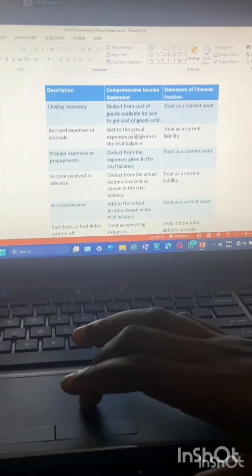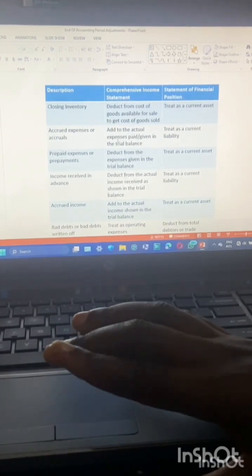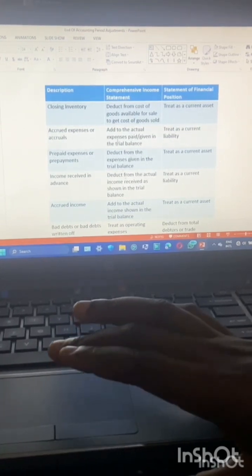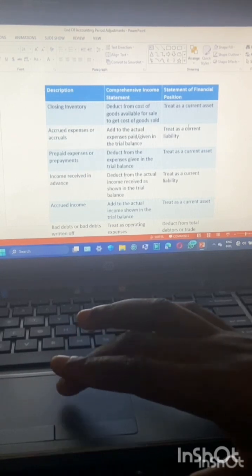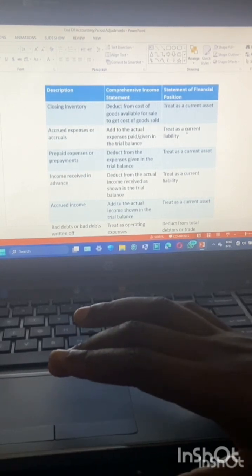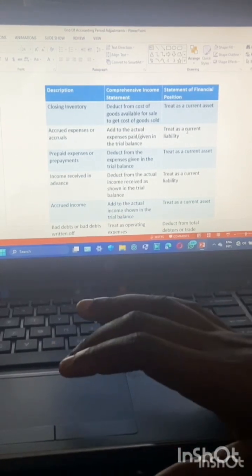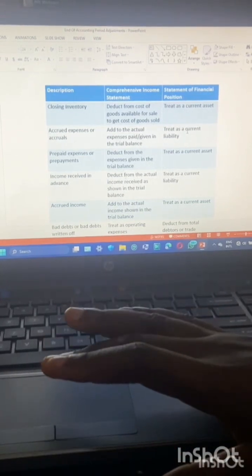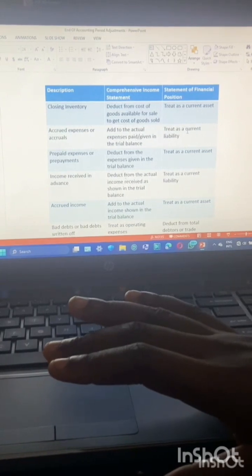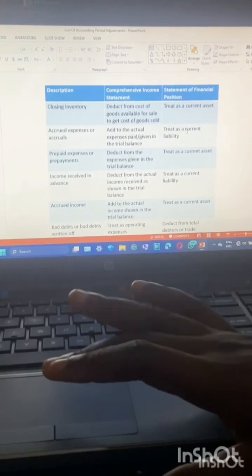So we add the unpaid expenses to the one that was paid in the trial balance to get our total expenses, all right. And then we treat these accrued expenses, that is the expense that was not yet paid, that's why they are called accrued expenses, as a liability, so we are owing. When we get to the statement of financial position, we treat them as a current liability.